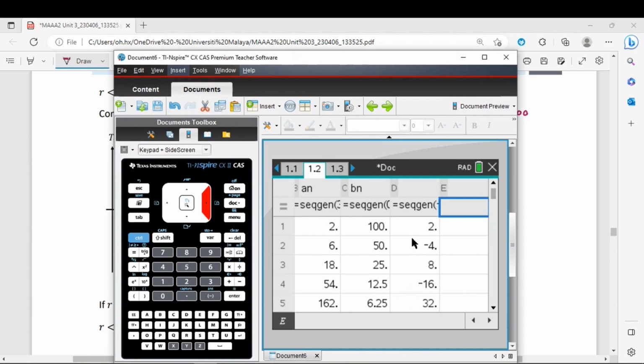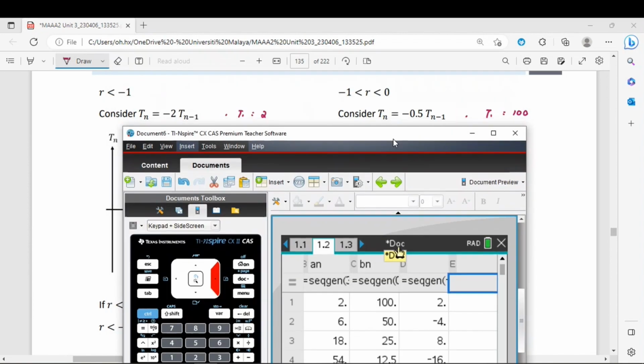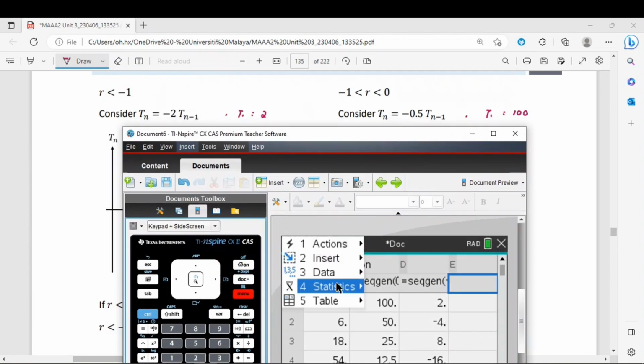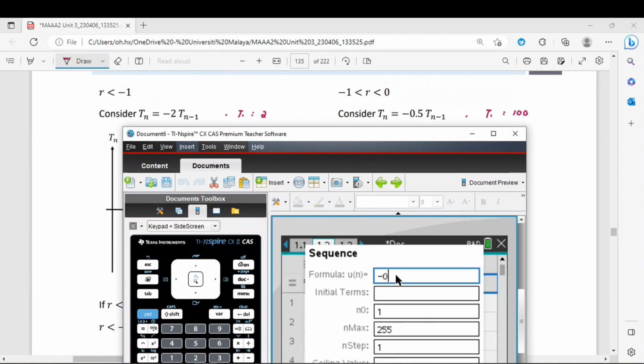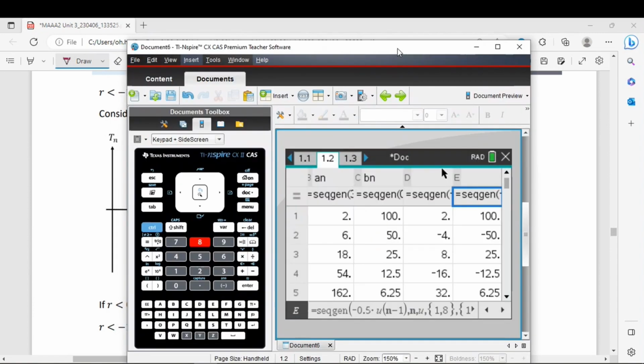Then we do the same thing for the second one, everything in one shot, so it's faster. Data, generate sequence as well. Negative 0.5 multiply U(n-1) also. Initial term 100. I'm going to change it to 8 terms also. Then press OK. I'm going to name this as CN, and this as TN.